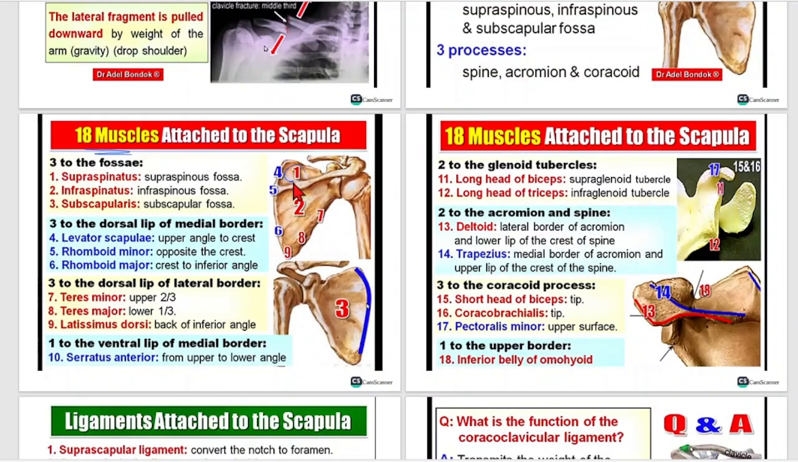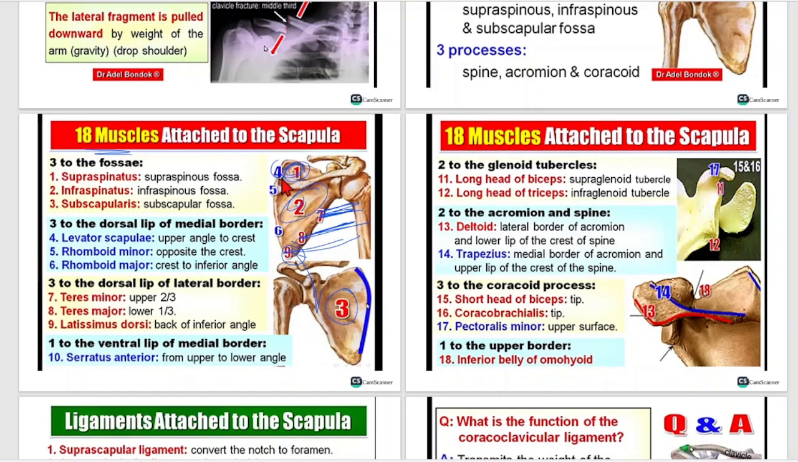Here the supraspinatus muscle is attached, here the infraspinatus. For example, this is position number 1, this is 7. So at 7 there is the teres minor. Here the teres minor, here the teres major muscle is attached, and here at 9 the latissimus dorsi is attached. Now at 3 the subscapularis muscle is attached.